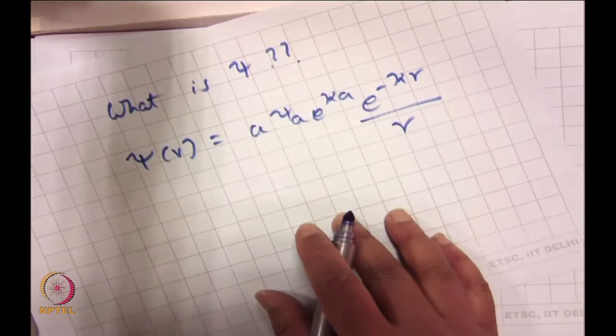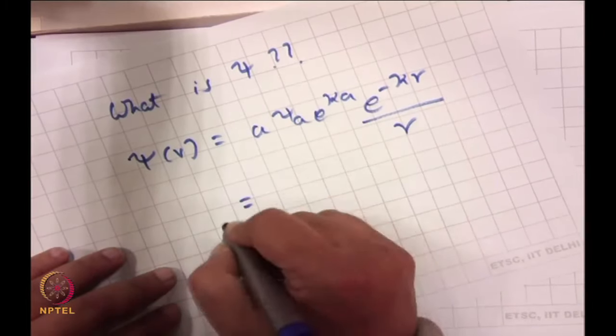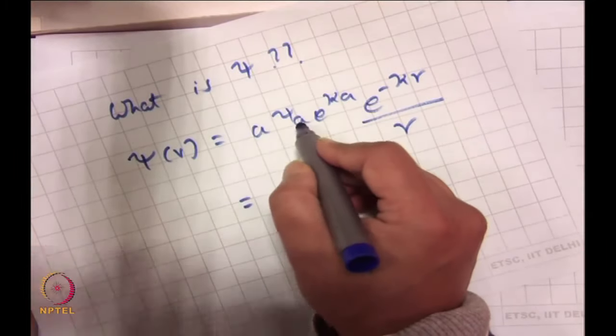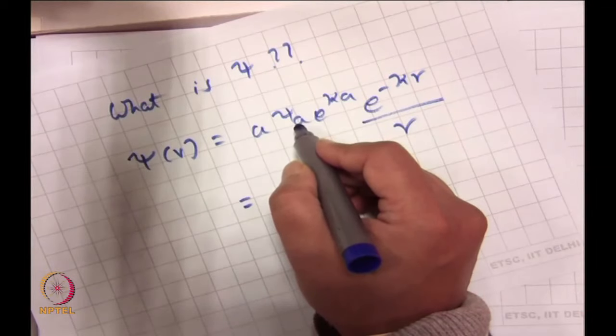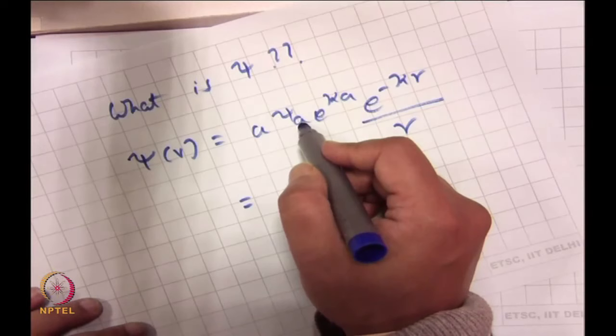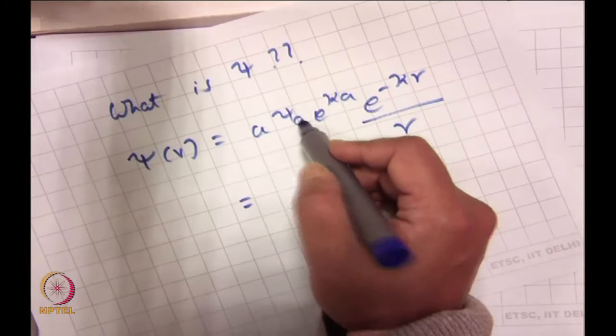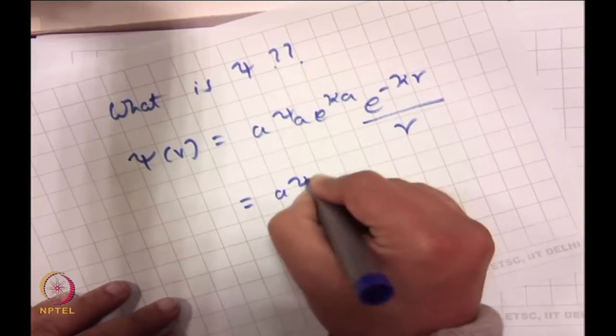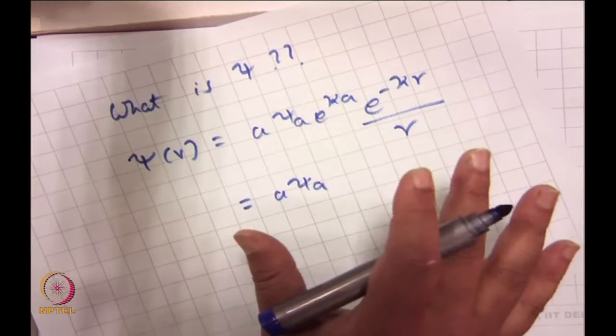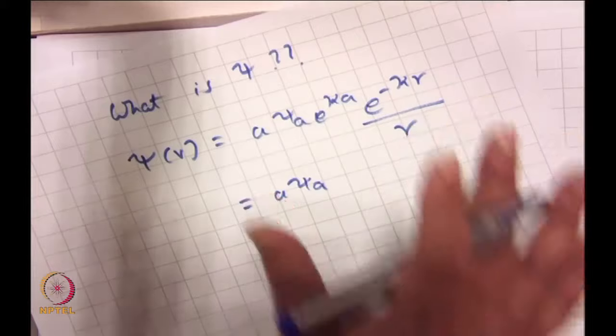Now understand the significance of this. So this is equal to a psi of a. A is what? The radius of this protein as a sphere. Psi of a is what? The charge at distance a. Okay, so this is a psi of a, which is essentially a constant, right? We don't worry about it. What are you going to worry about now?